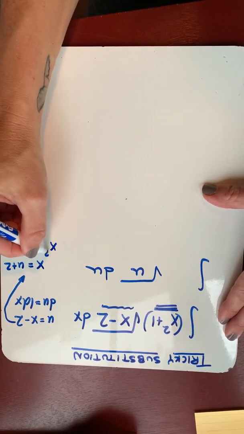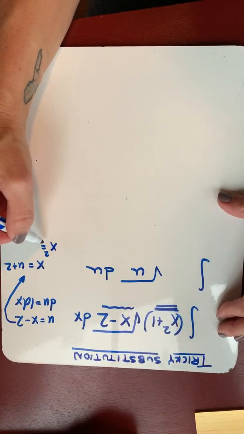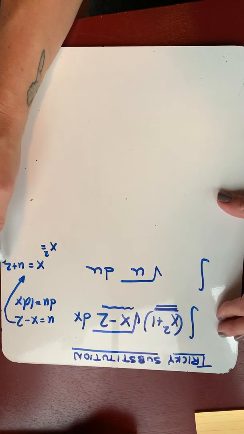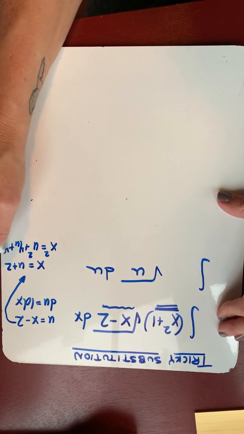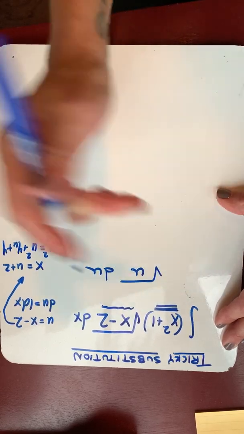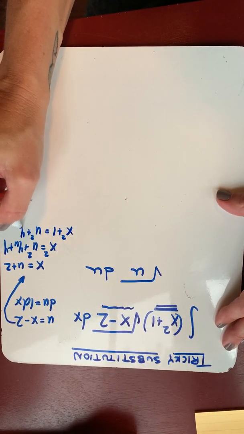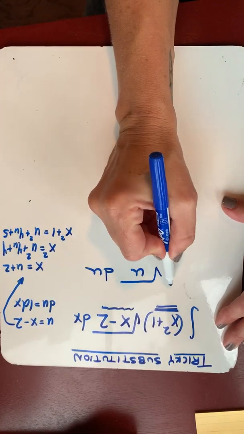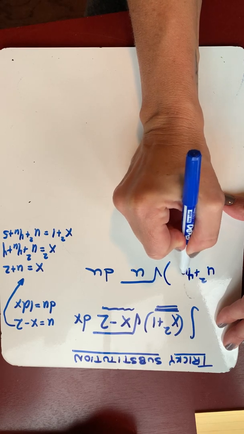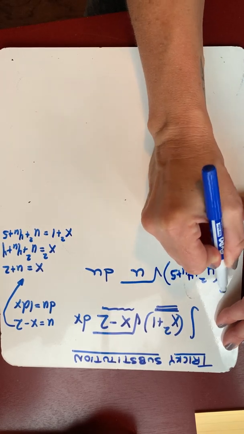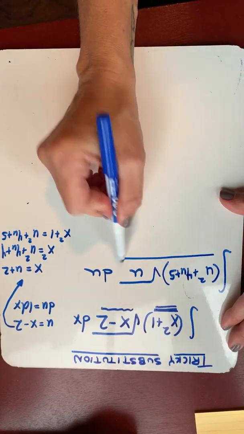Just for giggles, I'm going to square this over here because I didn't leave myself much room. I might have to erase anyway. So let me solve this for x squared. If x is u plus 2, x squared is u squared plus 4u plus 4. And therefore x squared plus 1 is u squared plus 4u plus 5. I'm going to put that in here. Okay, doesn't look a whole lot better, but this can be simplified.